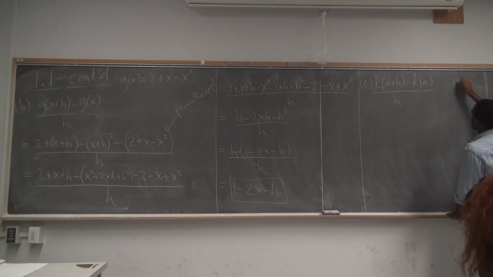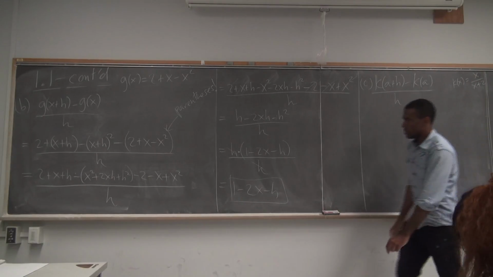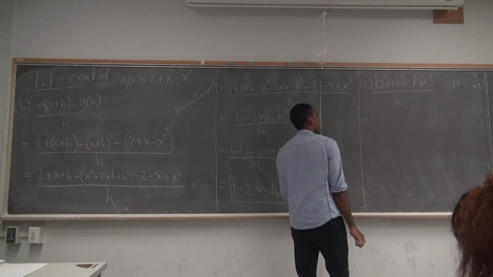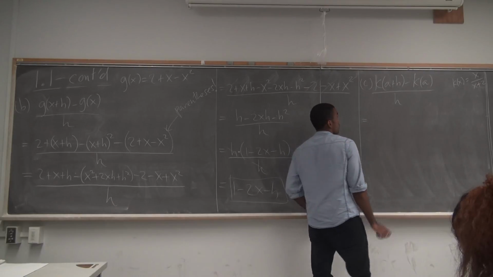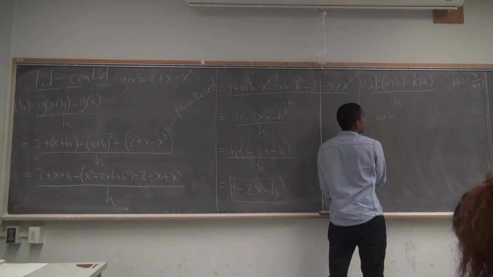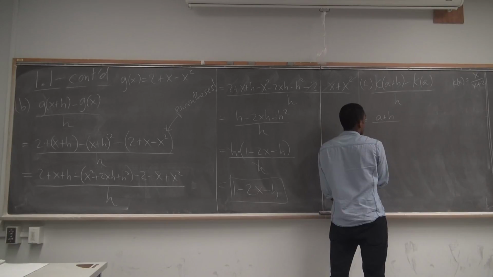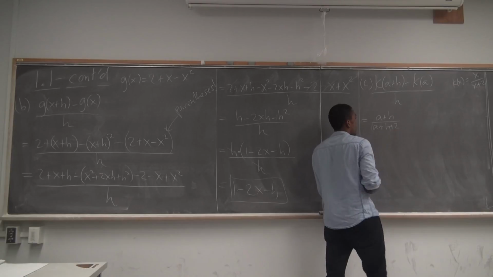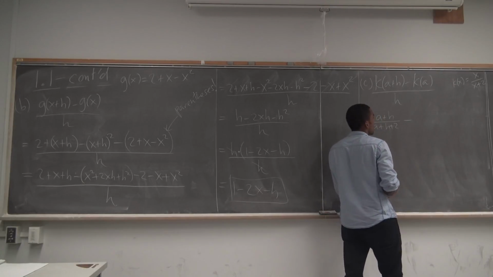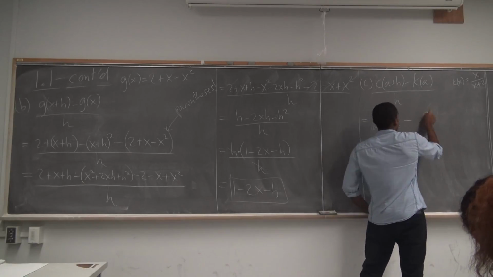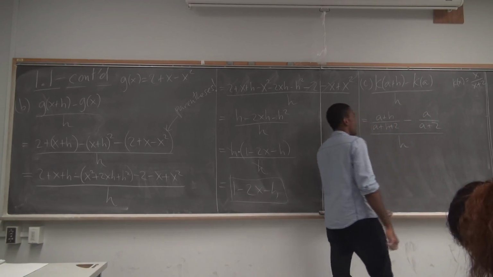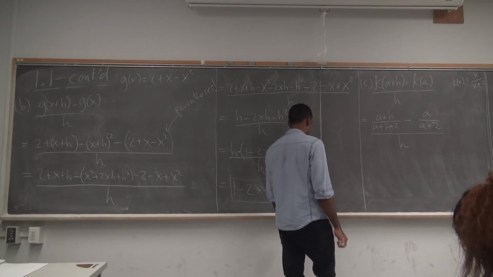I think my k of x was x over x plus 2, was it? All right, so what does this expression look like? Minus? Okay. How do we simplify that?